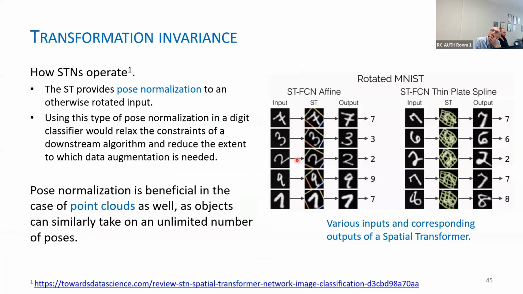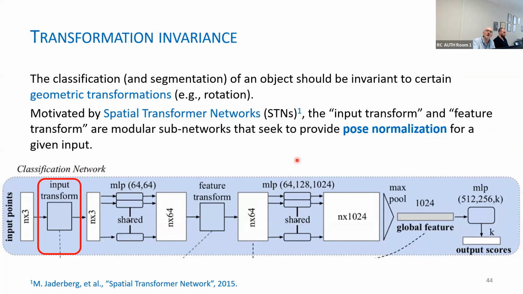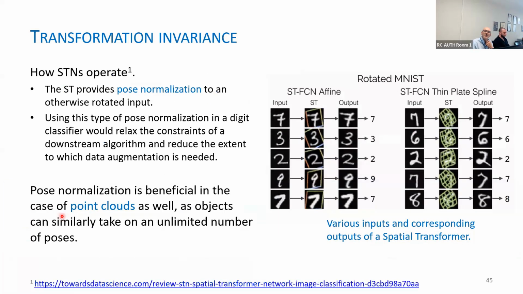Okay, so about the transformation. As I mentioned before, the idea is to have this network invariant to geometric transformations, rotation and translation. This network works adding as an input the 3D coordinates of the points. The idea is derived from this work, the spatial transformer network. Actually, it's not a transformer, it's a spatial transformation network.